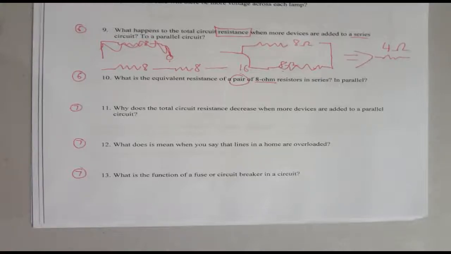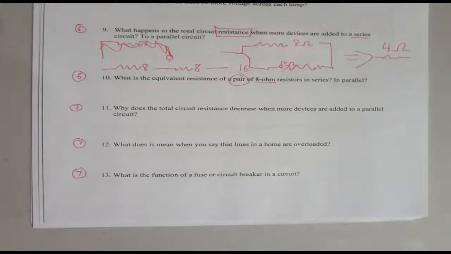So let's put it formally. The additional pathways of devices lower the resistance, increasing the current in the lines, and they can carry an unsafe amount of current, which melts things and heats up lines. That's why in parallel, you don't want too many pathways without adding resistors. All right, number 13, what is the function of a fuse or circuit breaker in a circuit?